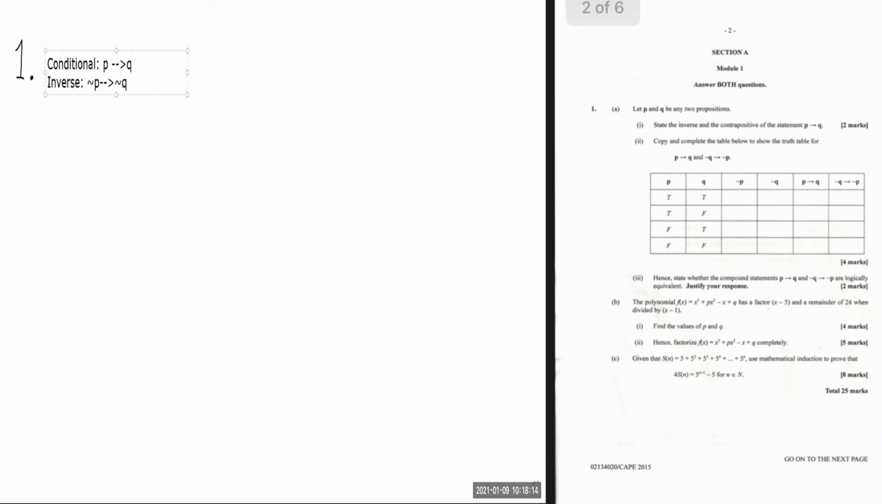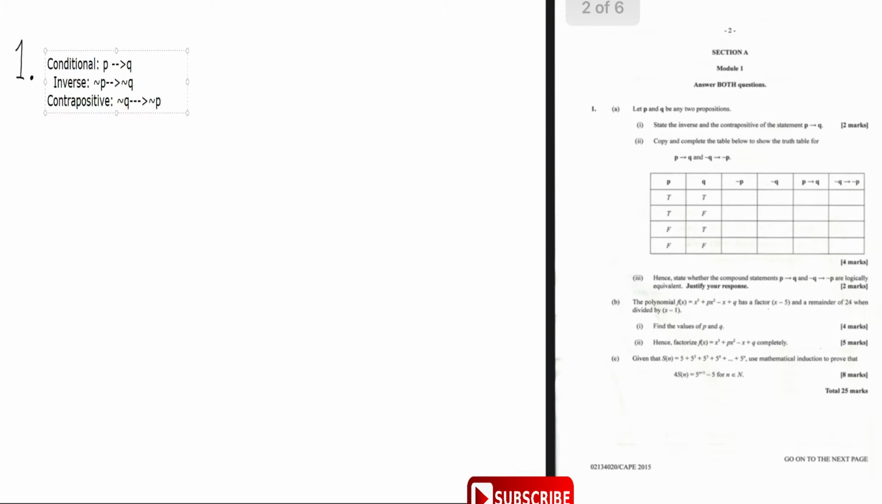That's the inverse. And then they also ask for the contrapositive. And remember, the contrapositive is logically equivalent to the conditional. So this is the contrapositive. The contrapositive is not Q implies not P. That is the contrapositive. Nice and easy. Not Q implies not P.